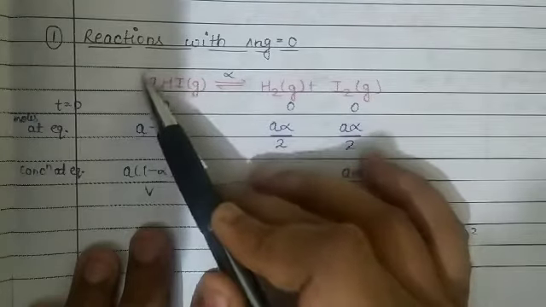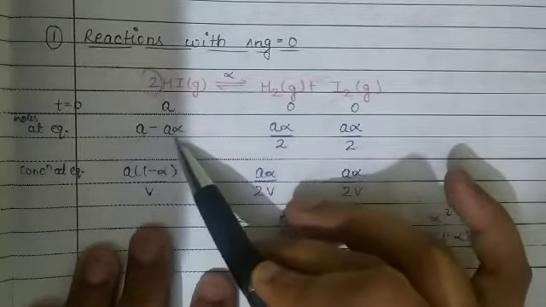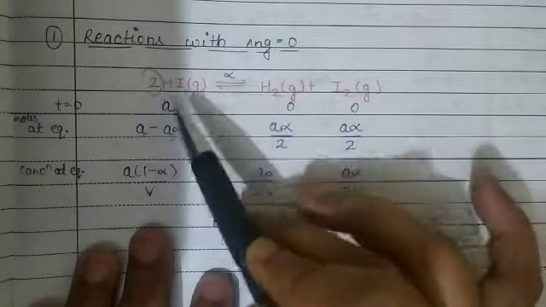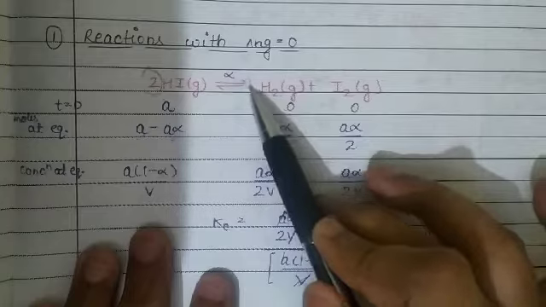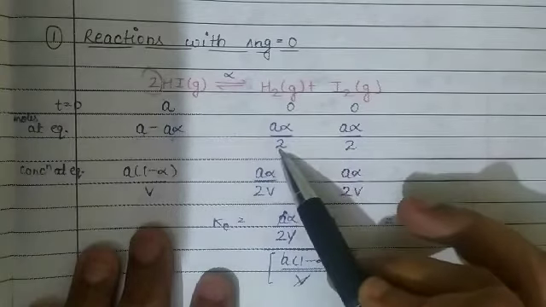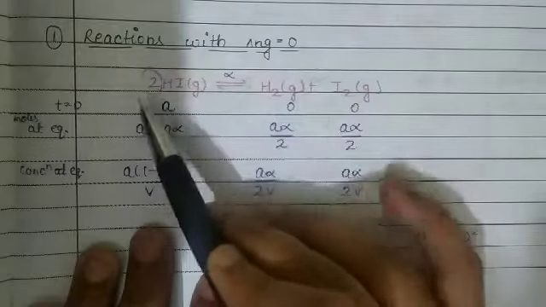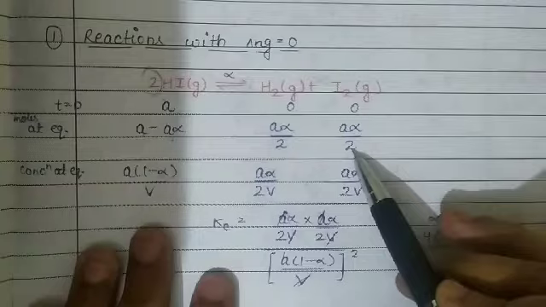When the coefficient is 2, we are taking A alpha. See the ratio, the ratio is 2:1. As it is A alpha for coefficient 2, for coefficient 1 it will be A alpha by 2. In the same way, again the ratio is 2:1, for coefficient 2 it is A alpha, so for coefficient 1 it will be A alpha by 2.